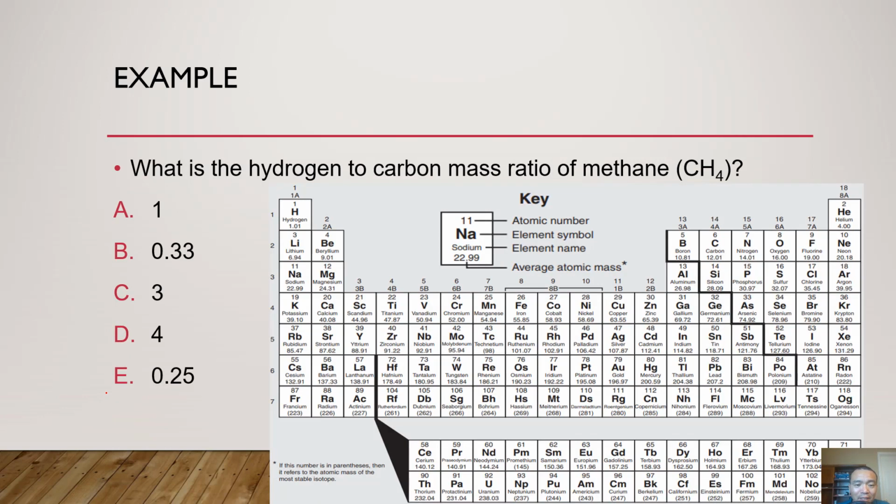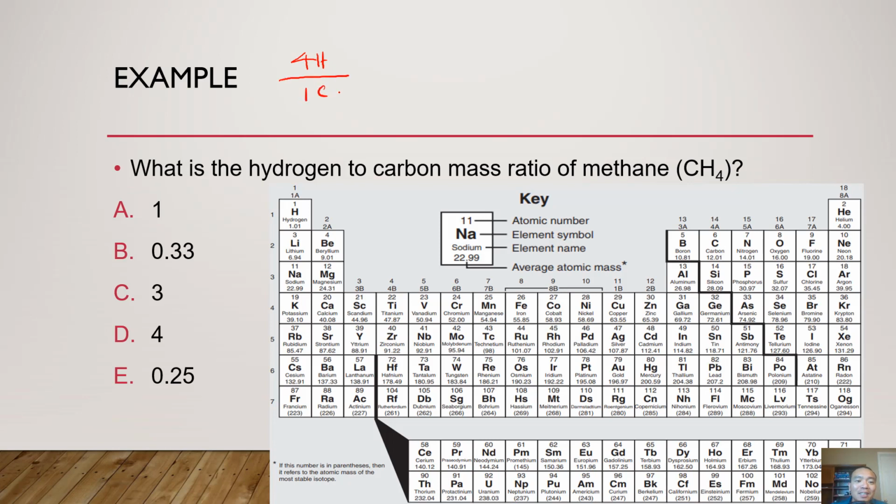Let's look at another example. What is the hydrogen to carbon mass ratio of methane? I want you to read this really carefully. This is not asking you the ratio for the number of atoms. If that's the question, it would be 4 hydrogens versus 1 carbon. Then the ratio would be 4. However, here it's asking you the mass ratio. So it's asking you the mass for 4 hydrogen versus 1 carbon.